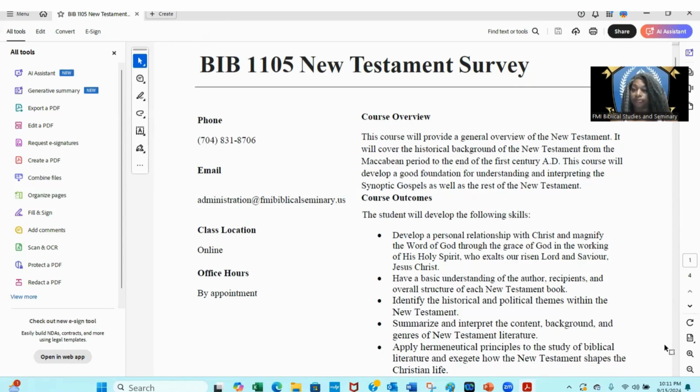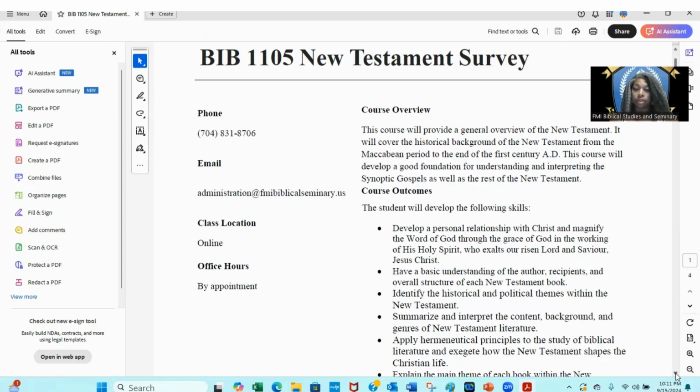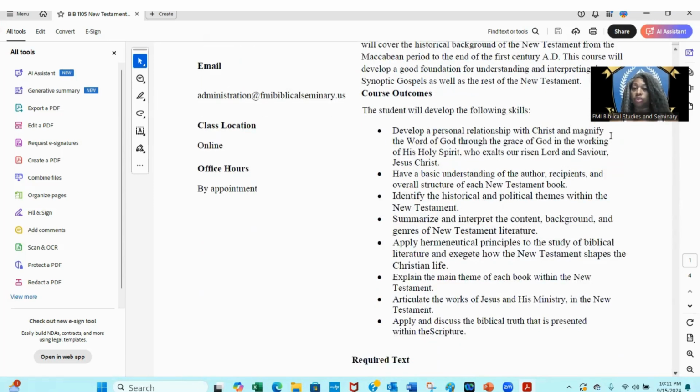All right. And so at the class location, we want to make sure that the student will develop the following skills. We want to make sure that they can develop a personal relationship with Christ, magnify the word of God through the grace of God, and through the working of the Holy Spirit. You want to make sure that they have a basic understanding of the author who wrote it, and the recipients. Make sure that we identify any historical or political themes within the New Testament. Then what we're going to do is summarize and interpret the content. Now, all of this may not be done all of the time in one classroom, but over time, we're going to hit all of these articles here.